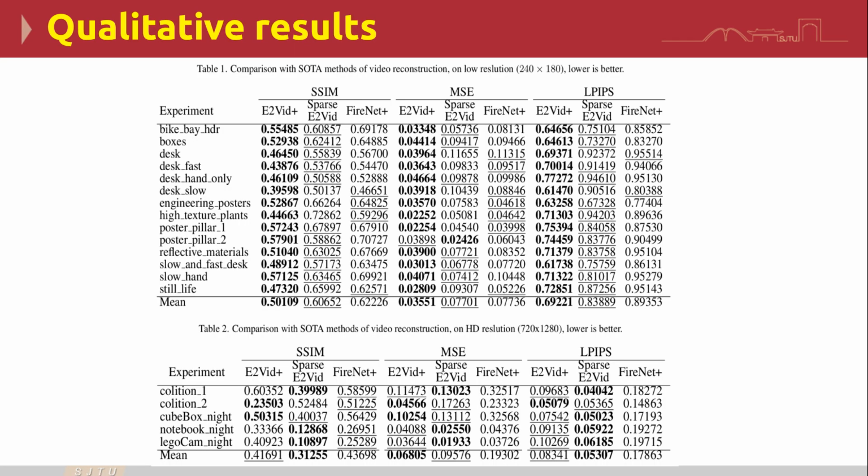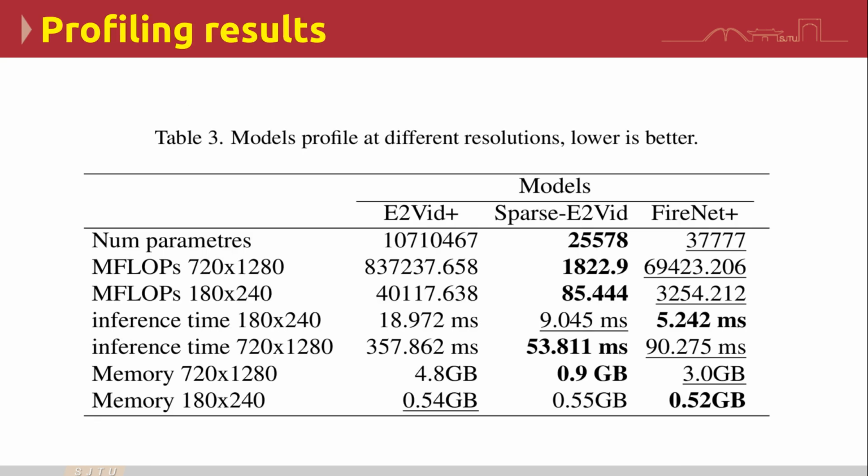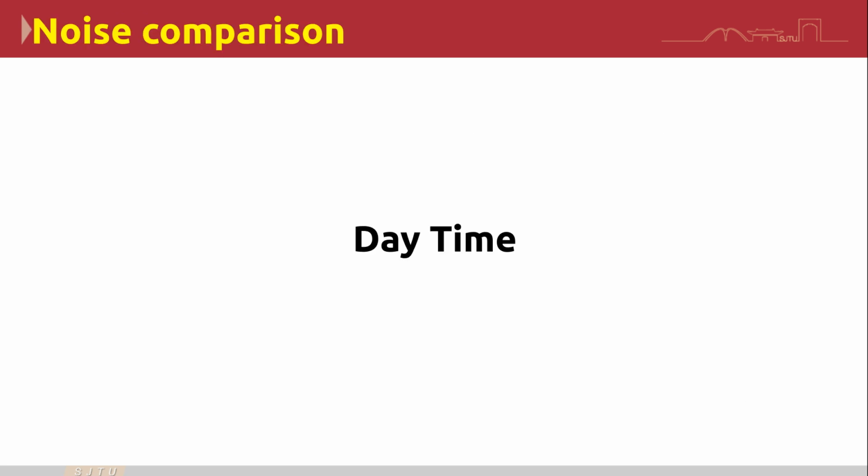In the qualitative results, we can observe that our model is comparable to FireNet Plus at low resolutions. However, at higher resolutions, such as 720 by 1280, Sparse-E2VID is comparable to E2VID Plus, a larger model with better results. According to our profiling results, due to the use of sparse convolution, Sparse-E2VID reduces the inference time by 30% at 720 by 1280 resolution compared to the FireNet architecture. Additionally, as can be seen, the computational cost is drastically reduced by 98%. This result shows that Sparse-E2VID scales better at higher resolutions.